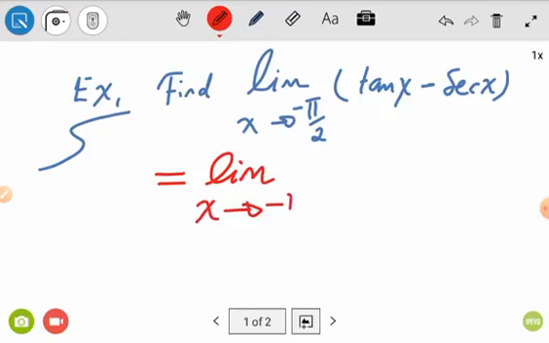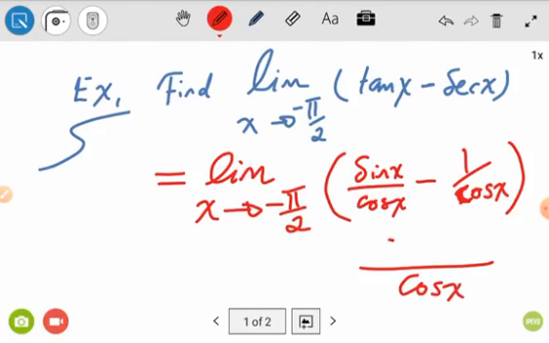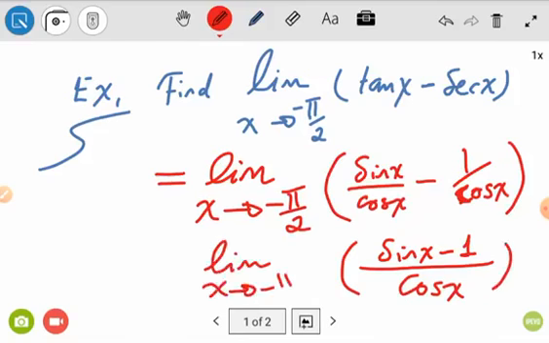The limit as x approaches negative pi over 2 of tan x. We know that tan is sine over cosine, sine x over cosine x, by using the trigonometric identities, and secant is 1 over cosine x. Write it with the same denominator, and the numerator will be sine x minus 1, and then find the limit as x approaches negative pi over 2.